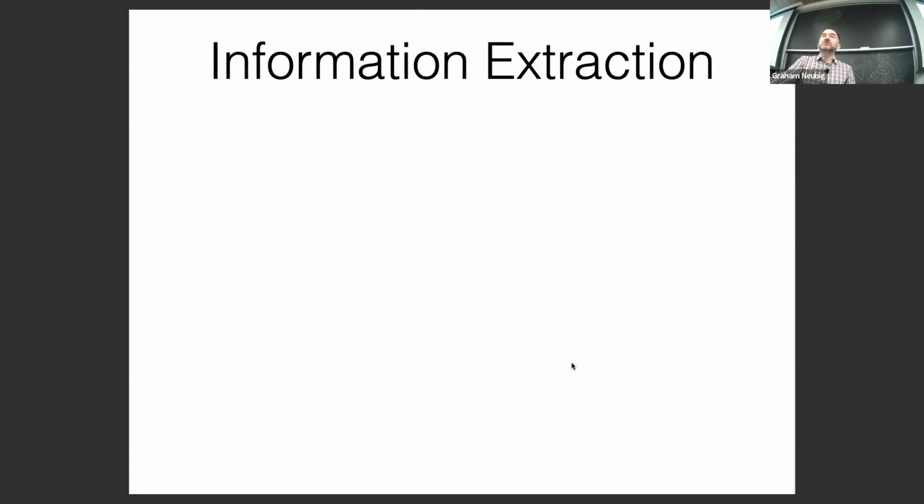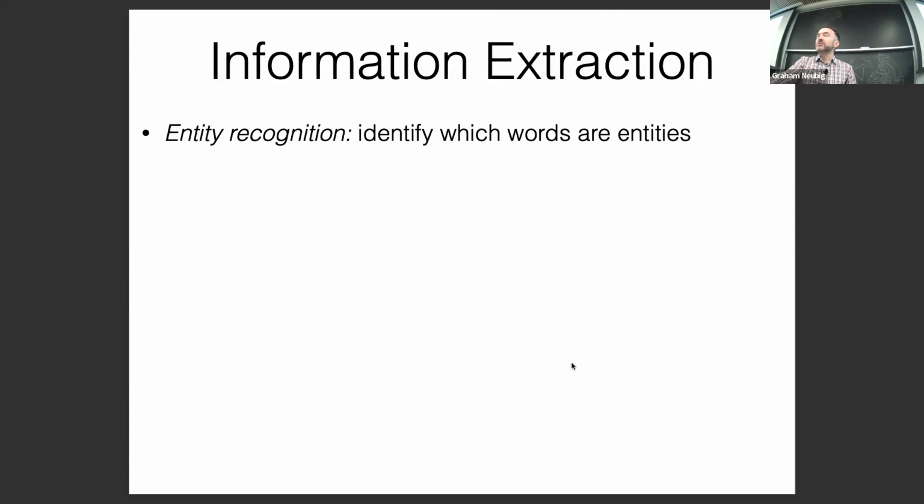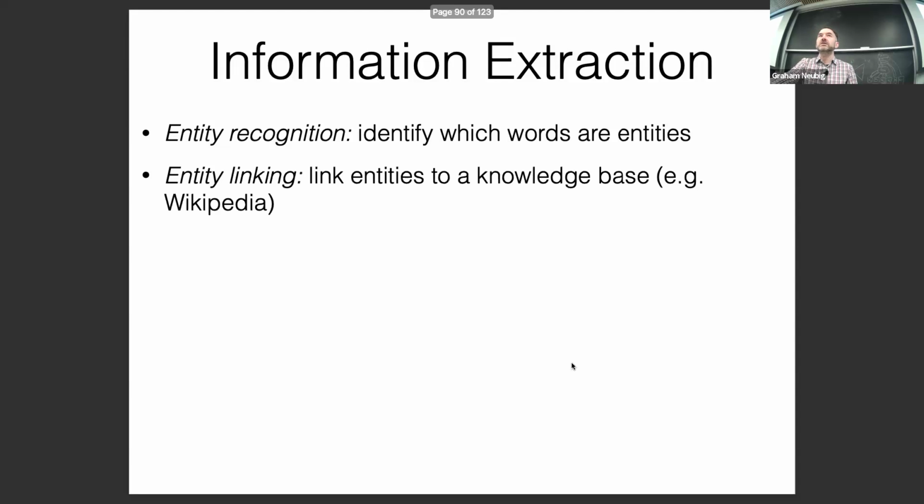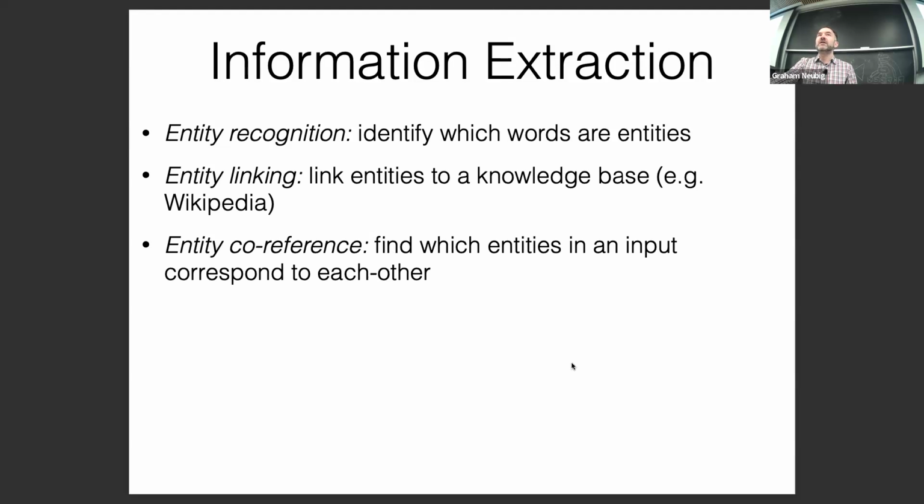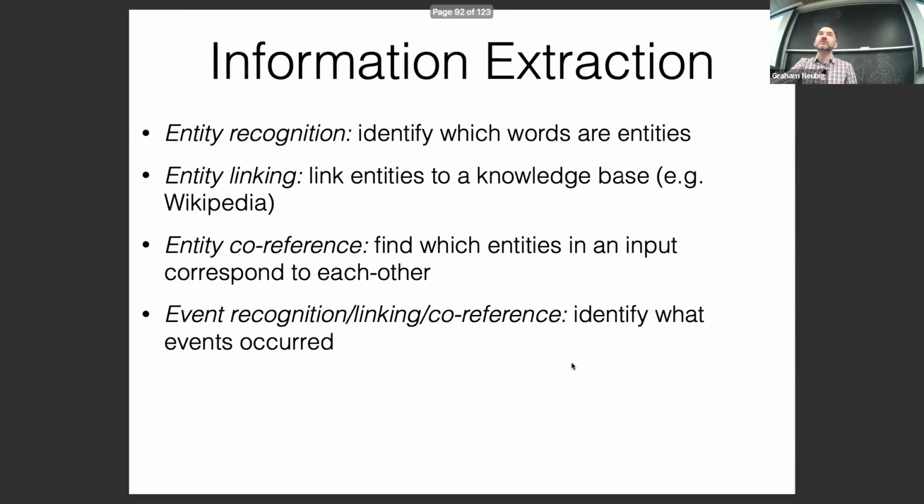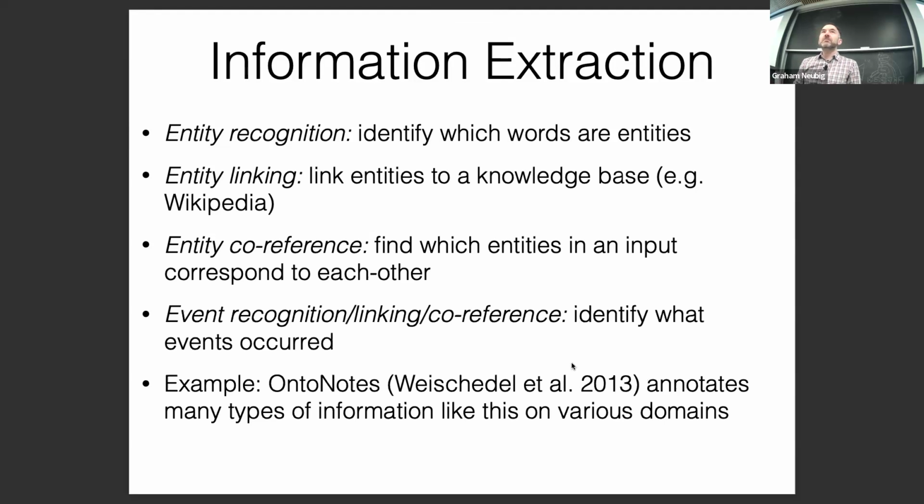Another class of tasks is information extraction. There's lots of examples of this, but basically they all boil down to extracting some sort of information in structured format from text. And this is things like entity recognition, identifying which words are entities, entity linking, linking entities to a knowledge base, entity co-reference, finding which entities in an input correspond to each other, event recognition, linking co-reference. So all of the same things, except doing it for events instead of entities. An example data set is something called Ontonotes. It's an older data set, but it has all of these things annotated, and you can extract things from this. There's lots of other data sets for this too.